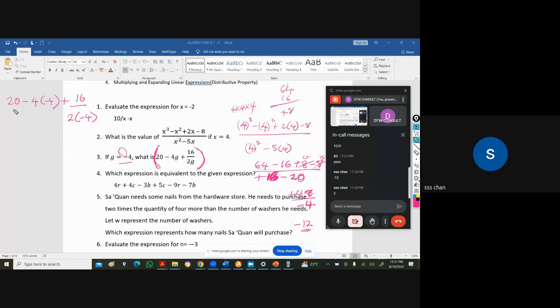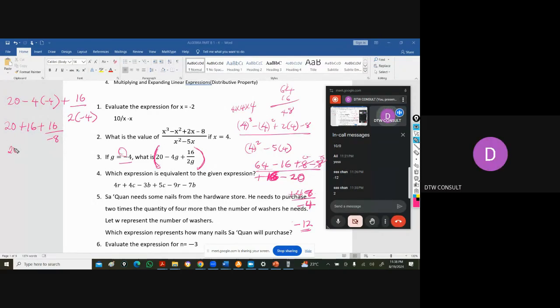So you have 20. Negative 4 times negative 4 will give us a positive 16. Plus 16 over what is 2 times negative 4? Negative 8. Good. So what is 16 divided by negative 8? Negative 2. Good.